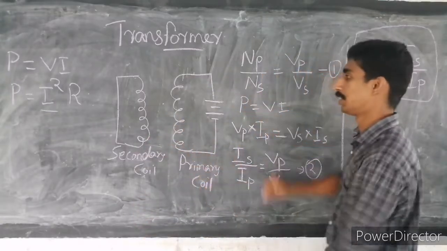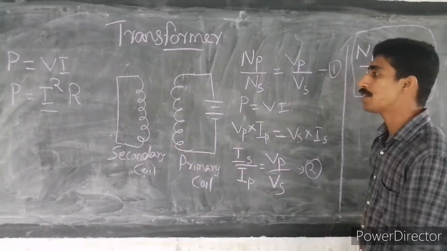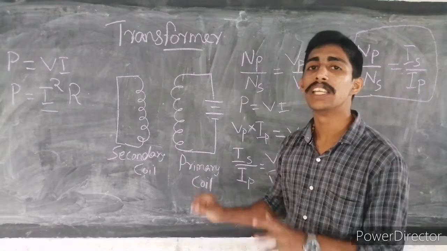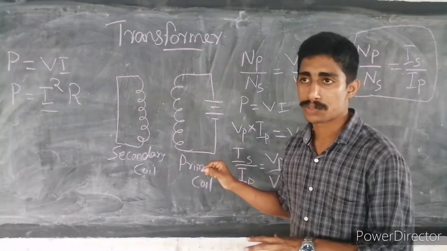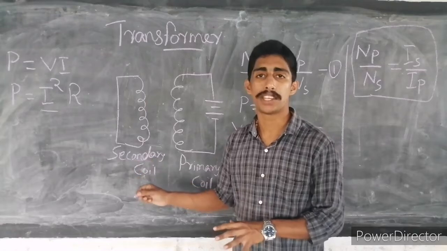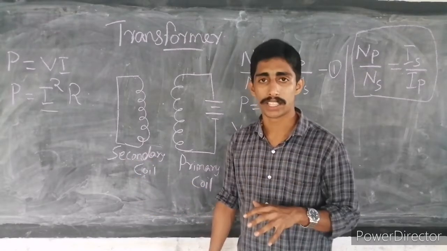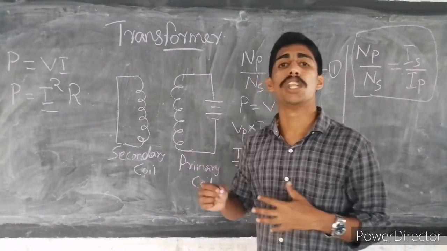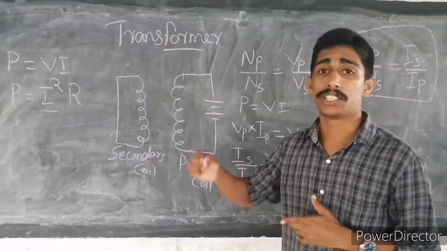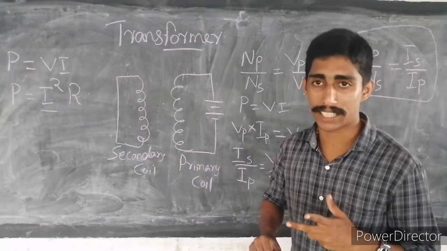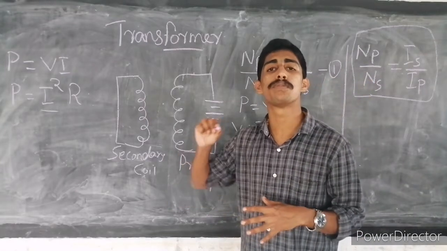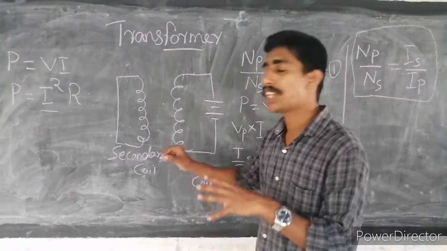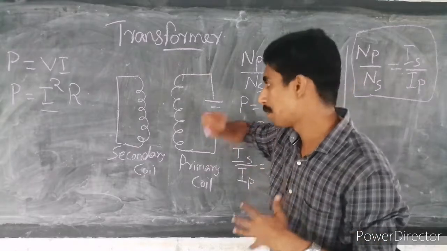Then coming to the transformer. A transformer has two parts, the primary coil and the secondary coil. And there are two types of transformers, the step up transformer and the step down transformer. How do we determine step up and step down transformers? Step up is used only to increase the potential difference and decrease the electric current. Step down transformer is used to decrease the potential difference and increase the electric current. We will study that later.